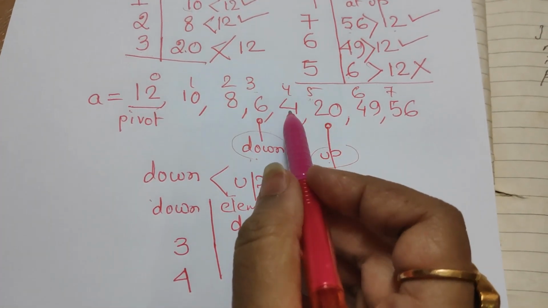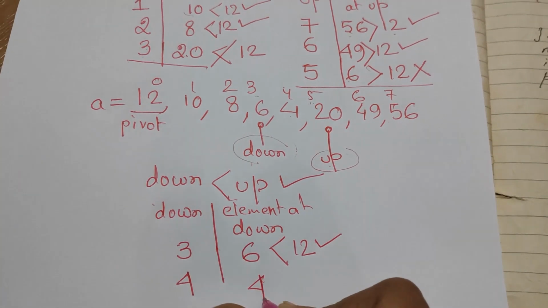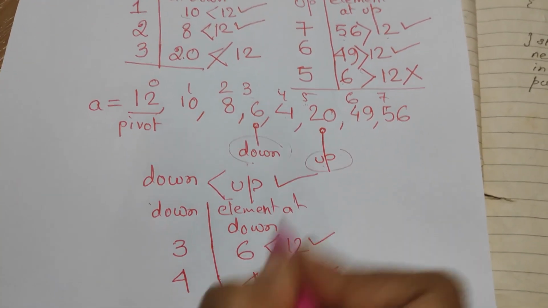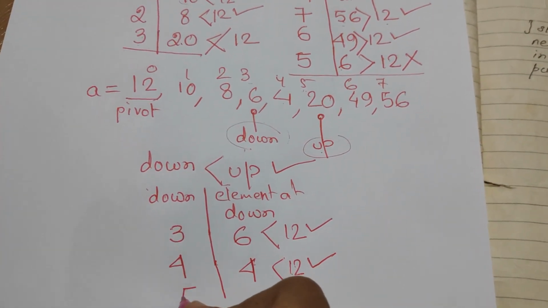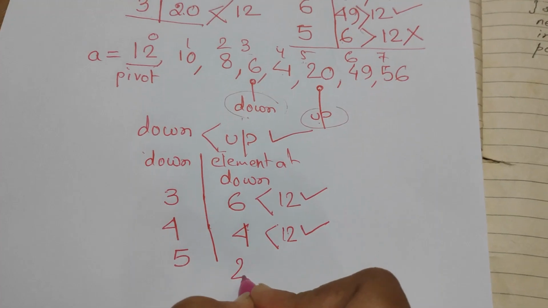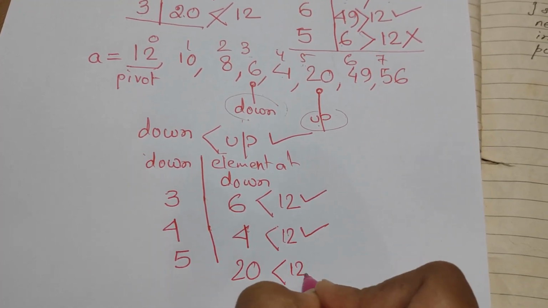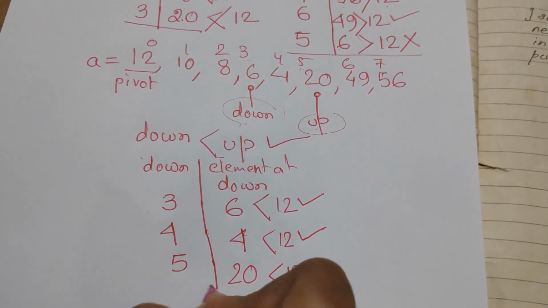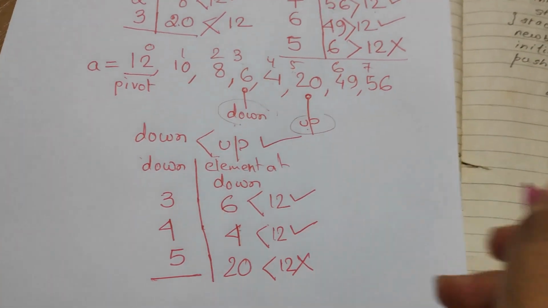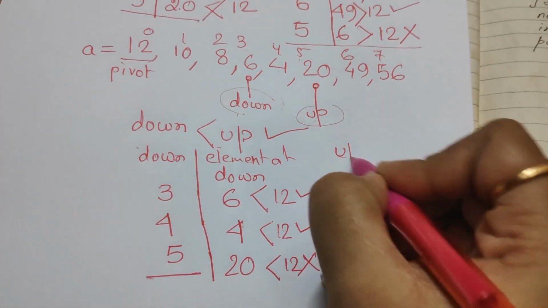What is the element at 4? Element at 4 is 4. 4 less than 12 is correct. So down will increase, down will become 5. What is the element at 5? 20. 20 less than 12 is wrong. So down will halt over here. Clear? Come to up.